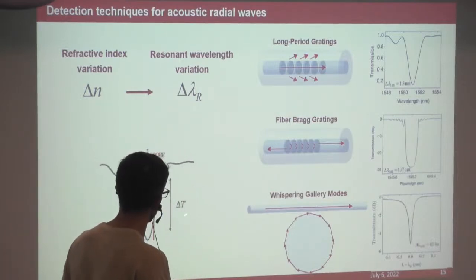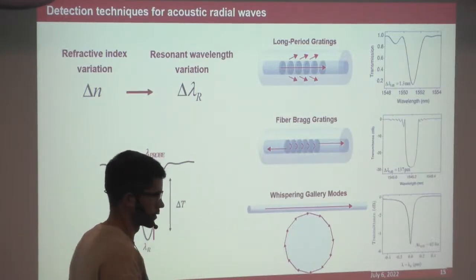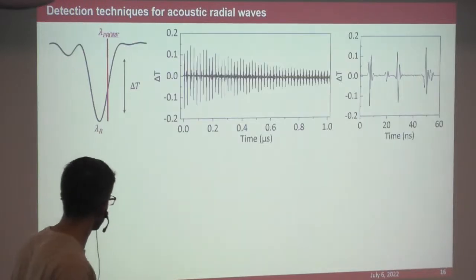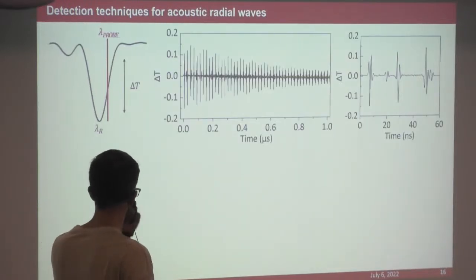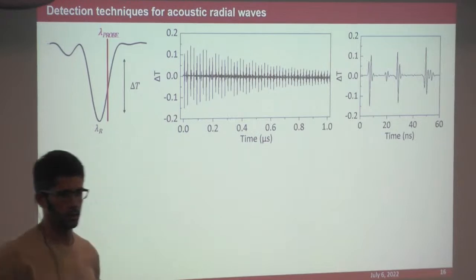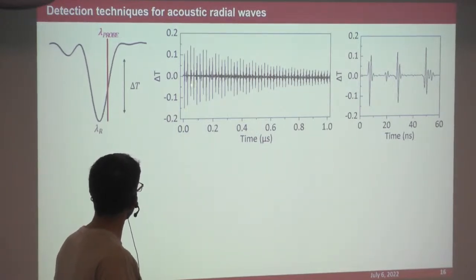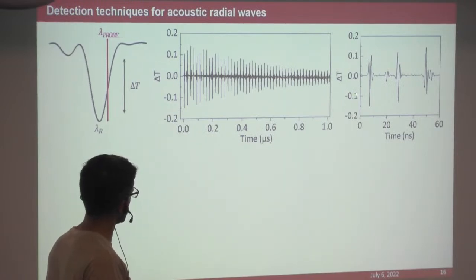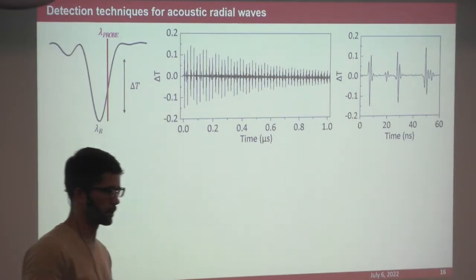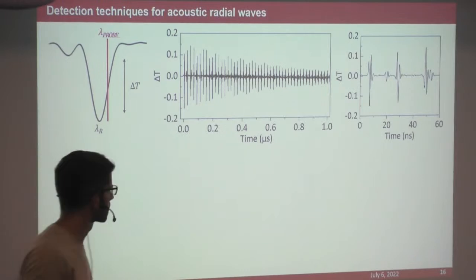As I told you, what we are going to expect to see is a variation in the transmittance of the signal, and this is what we see. If we take a look at an oscilloscope to the transmitted signal, we see these variations. These variations are caused by the mechanical wave that we have inside the fiber.